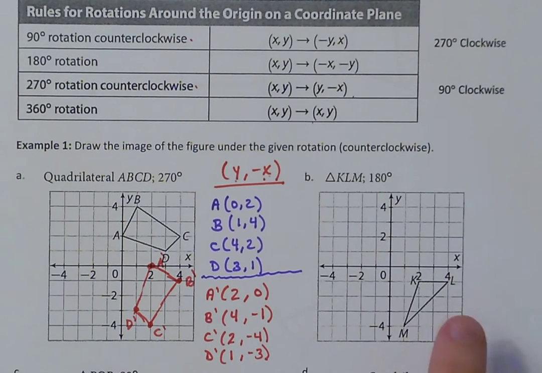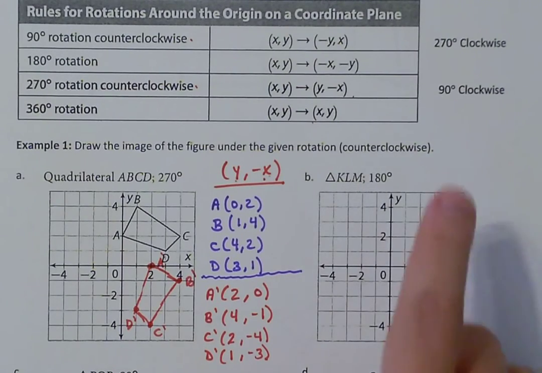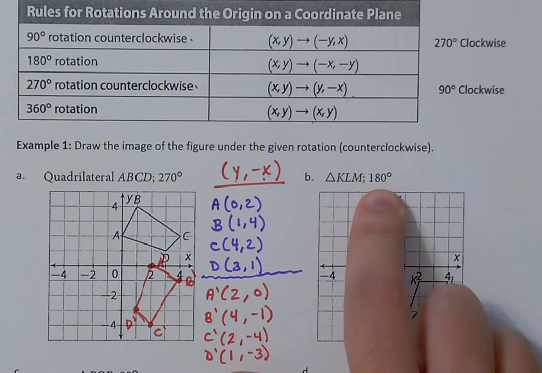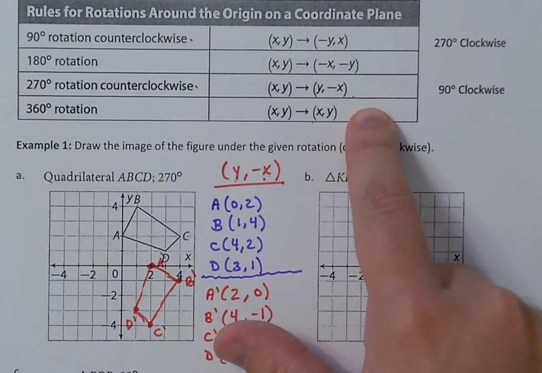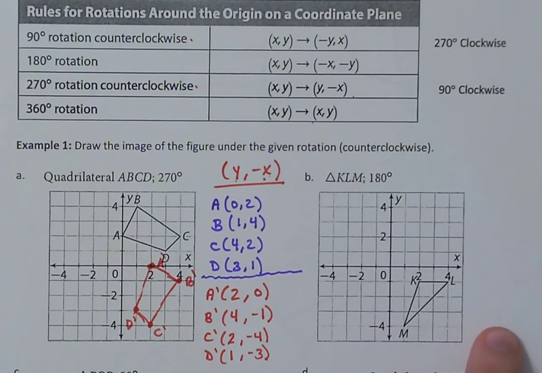You're going to take the points in your coordinate plane, list them, see what they want you to rotate, find your rule in this table, change all the points, and then plot them anew. So I'm going to practice B just to give you another example, and I will leave parts C and D for you to practice on your own. So let's take a look at B.